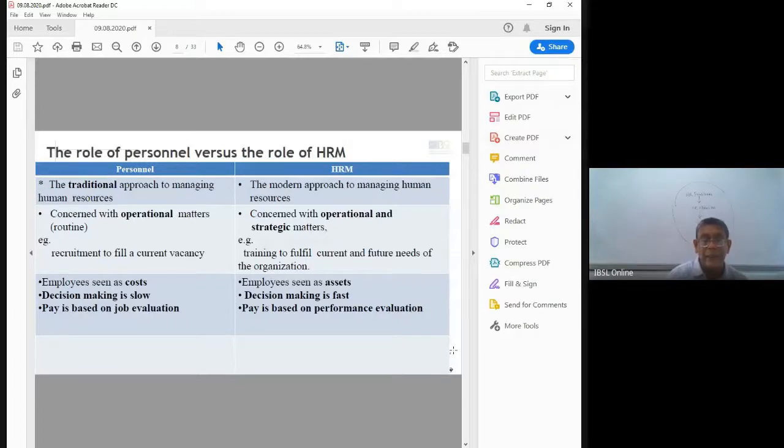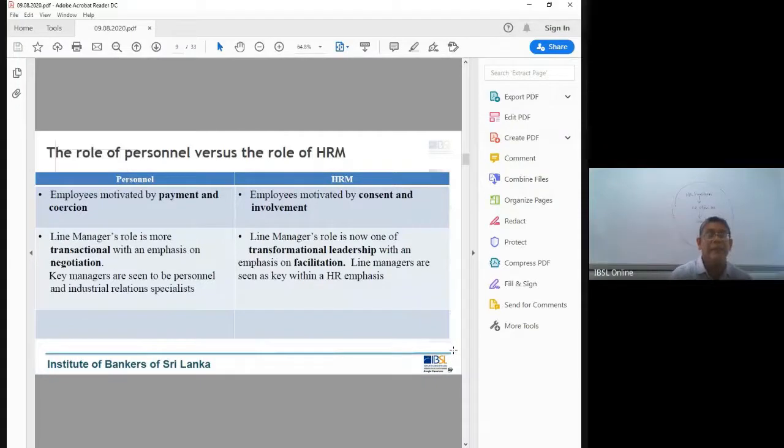Job evaluation, basically, we are going to learn that, means determining the value of the job. But today, in HRM, your payment or your reward is based on your performance, a performance based remuneration system. Okay, some more differences.